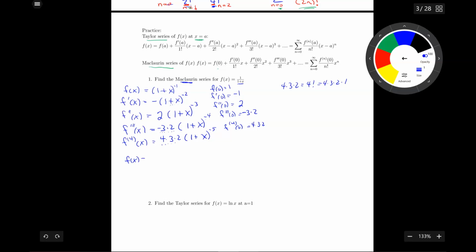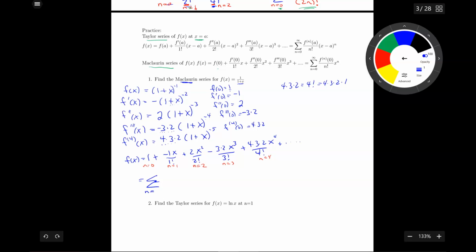So let's start by putting together our Taylor series. So this is going to be our Maclaurin series. 1 is the first number, plus negative 1x over 1 factorial, plus 2x squared over 2 factorial, minus 3 times 2x cubed over 3 factorial, plus 4 times 3 times 2x to the 4th over 4 factorial. And it keeps going. Okay, so again, I want to be able to plug in 0, 1, 2, 3, 4 into my sum, correct?